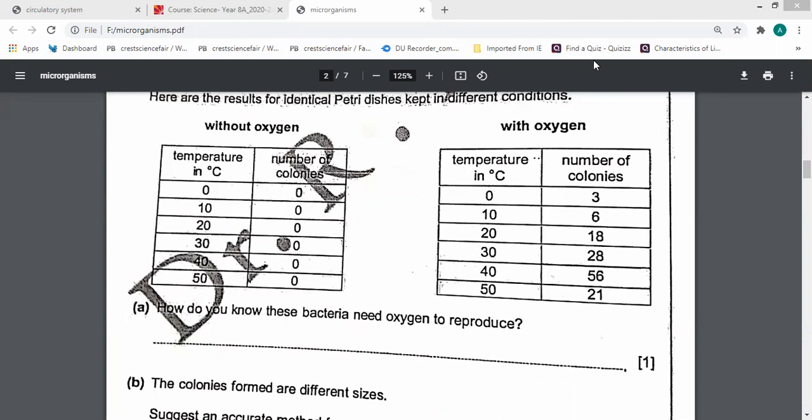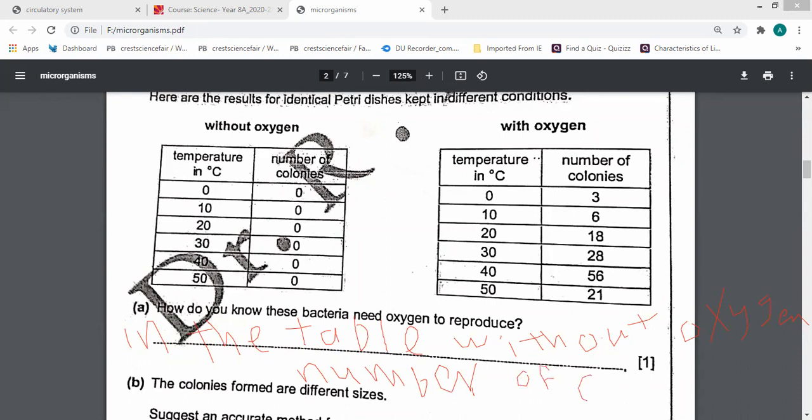So the first question's answer will be, in the table, choose the red pen, red color, okay. I will repeat again: in the table without oxygen, the number of colonies were 0.